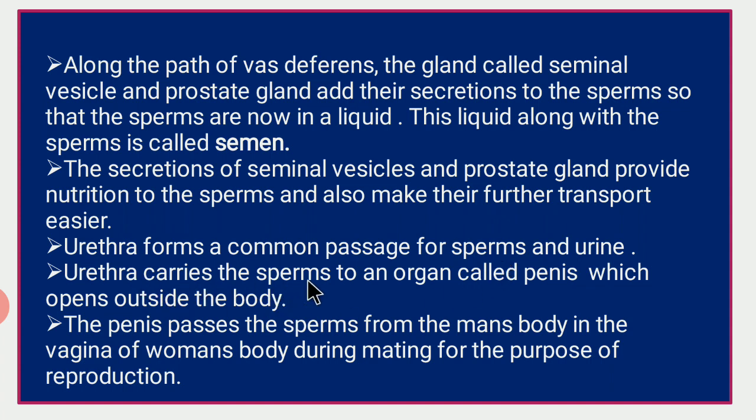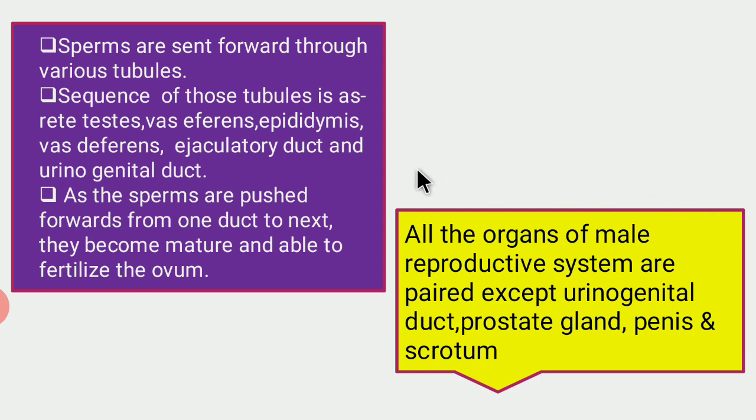The urethra carries the sperm to an organ called the penis, which opens outside the body. The penis passes the sperm from the man's body into the vagina of the woman's body during mating for the purpose of reproduction. So, after traveling such a long distance, the sperm comes to the penis, the organ by which the male reproductive system releases the sperms. So we will sum up the transportation of the sperm.